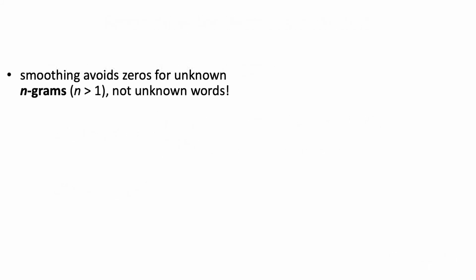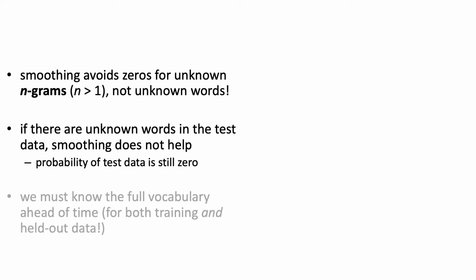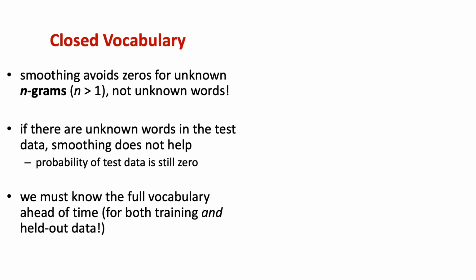An important detail about smoothing: the smoothing methods we described only help avoid zeros for unknown n-grams where n is greater than 1. If there are new words in the test data that we've never seen before, then no amount of smoothing is going to help. The probability of the test data will be 0. Therefore, we must know the full vocabulary ahead of time on which we're going to be tested. There cannot be any surprise word types in the test data. This is described as a closed vocabulary language modeling setup.